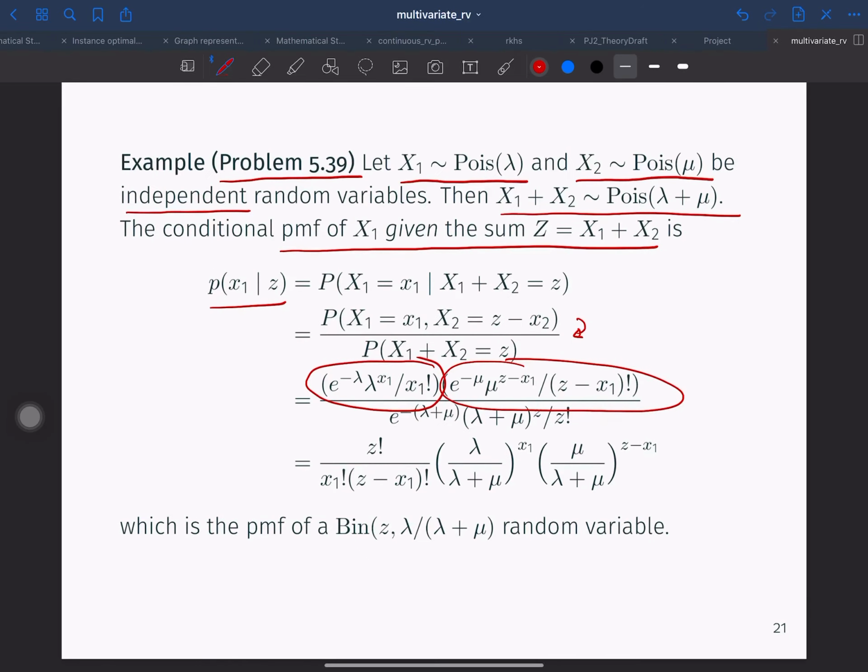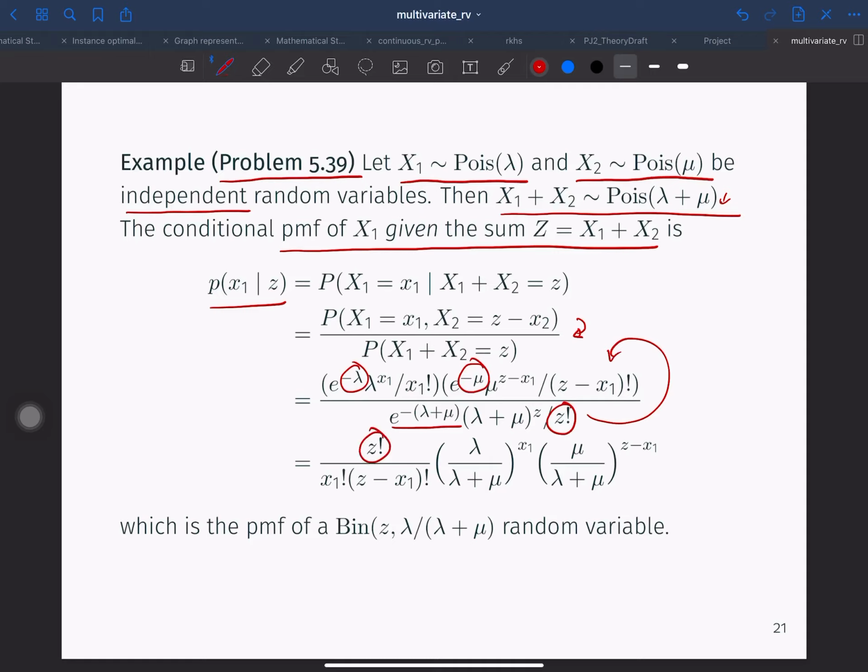And because x1 plus x2 together is Poisson with parameter lambda plus mu, this is the PMF for the sum. And so if you now do some simple algebraic manipulation, we have e to the minus lambda, e to the minus mu, together you have e to the minus (lambda plus mu), so that cancels out. And then you have divided by z factorial in the numerator, so you move that up in the denominator, so that becomes z factorial.